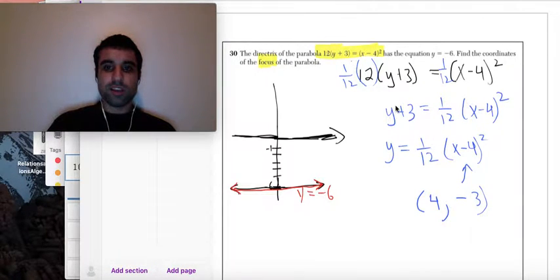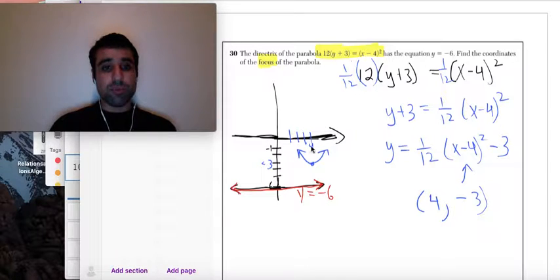So now the next thing I'm going to do is plot the vertex. So we go 1, 2, 3, 4, and it goes down to negative 3. So if I look now, the parabola, since we have a positive a value and it's not supposed to go in the direction of the directrix or touch the directrix, it's going to open upwards.